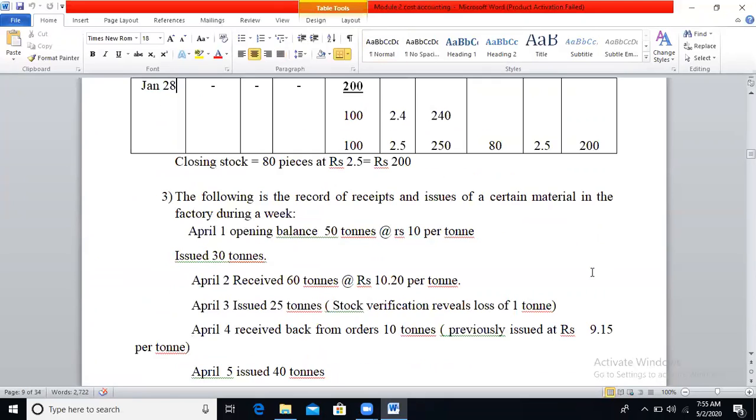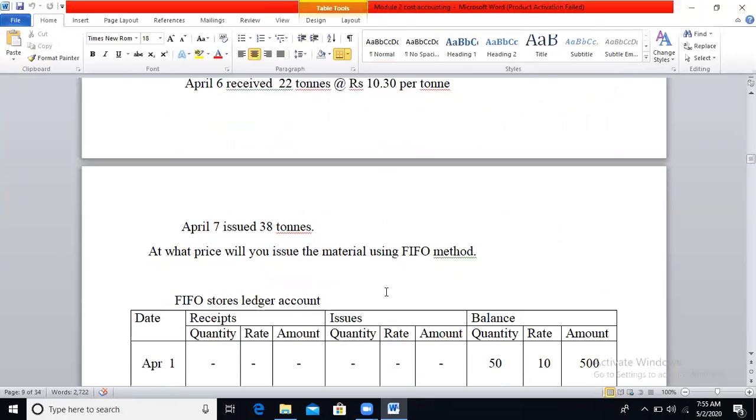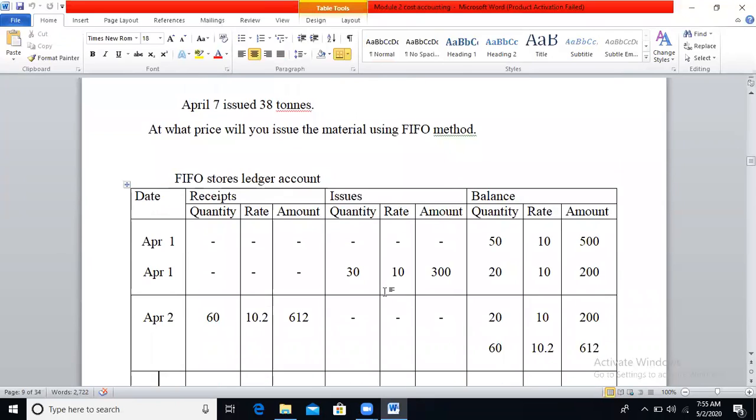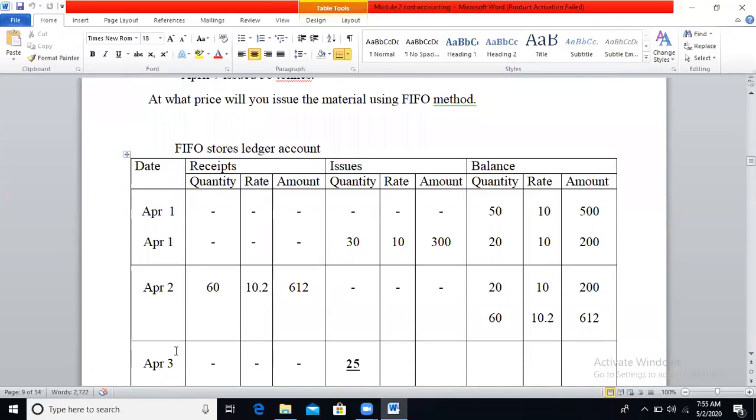The next transaction is April 2nd, received 60 tons at rupees 10.20. I told if they have given as purchase, if they have given as received, it should be considered as a receipt. So record the date April 2nd. The quantity we are receiving is 60 tons. The price will be 10.2. So if you multiply 60 into 10.2, you will get the total value as 612.